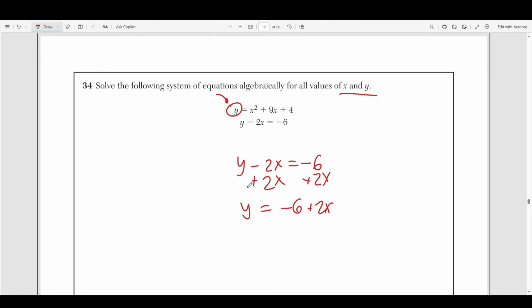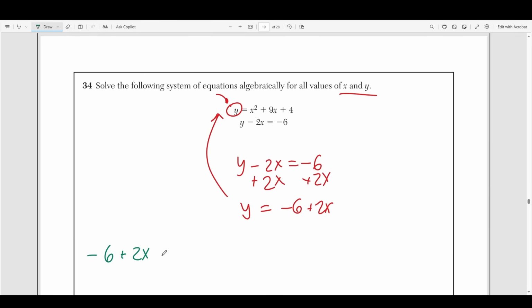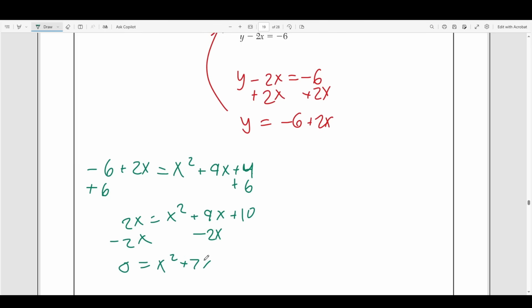Well, now that I know what y is, can't I just plug it into this top equation over here? And the answer is yes, I can, right? So now I have -6 plus 2x is equal to x squared plus 9x plus 4. Okay? So now I just solve for x, right? So I can add 6 on both sides, and I get that 2x is equal to x squared plus 9x plus 10. And I can subtract 2x on both sides to make this equal to 0. You always want to make it equal to 0. So now I have 0 is equal to x squared plus 7x plus 10.